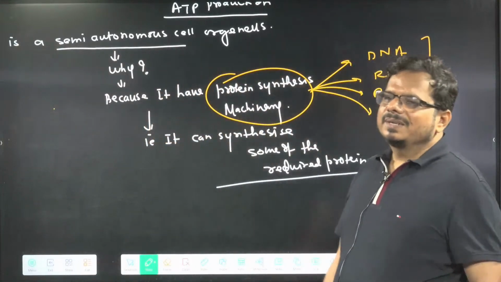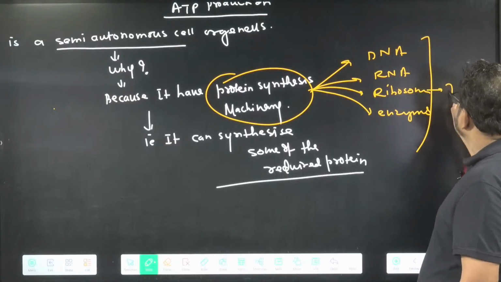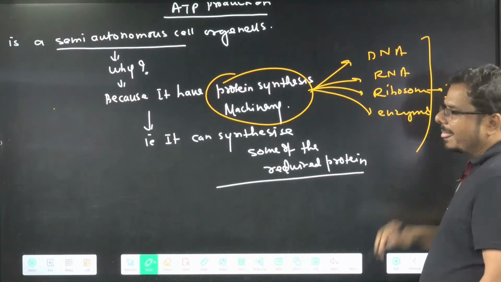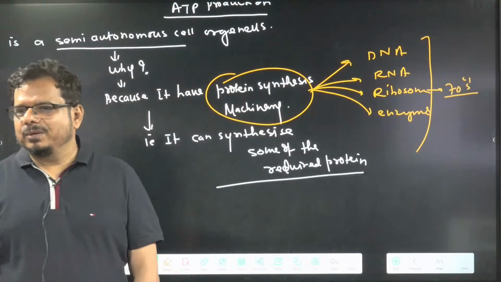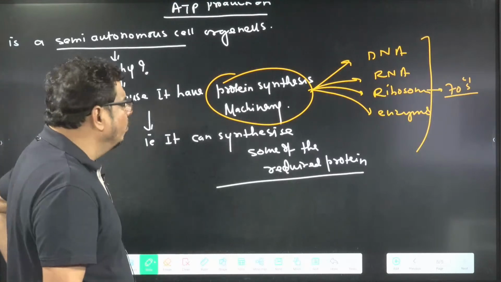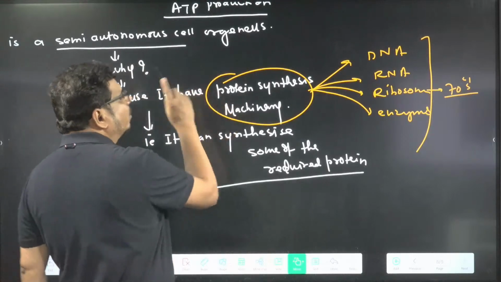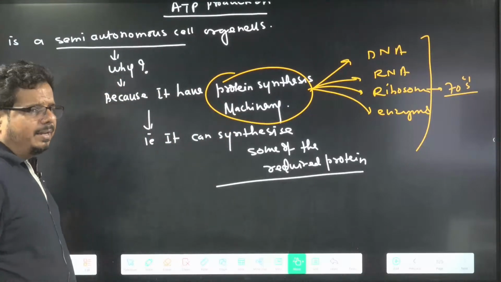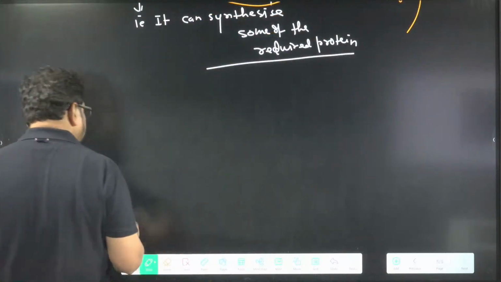And of course, as I already told, in mitochondria the ribosome is which type? 70S type. Got the idea? Mitochondria have 70S ribosomes. We already talked about it. Is it clear in the mind? Now we are going to talk more about the mitochondria. So I have given the justification of why it is a semi-autonomous cell organelle. Now I am going to write more.